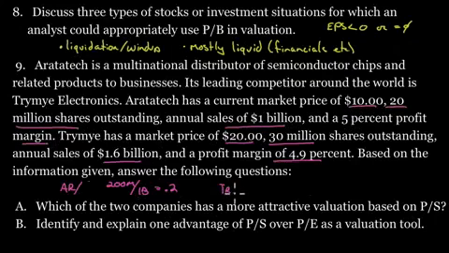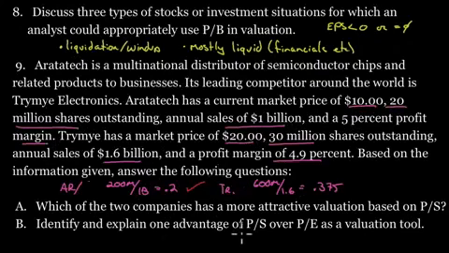So for Trime, let's do the same thing. We have $20 a share, 30 million shares. 20 times 30 is 600. So we'll have 600 million over 1.6 billion. And that will give us 0.375. And the lower the number, the better, because that means you're paying less, right? So how many times sales do you want to pay? 0.2 times sales or 0.375? I'd rather pay the lowest amount, so our winner here is Aradatech.